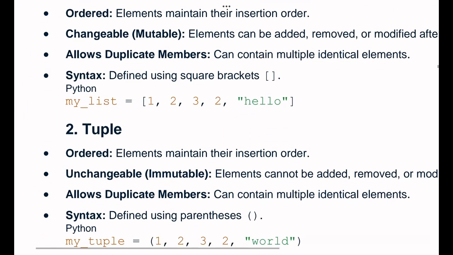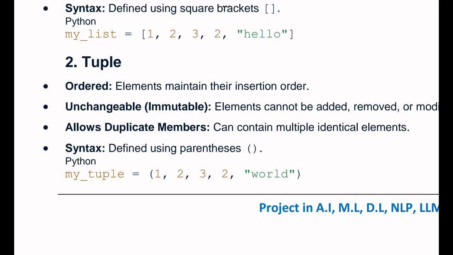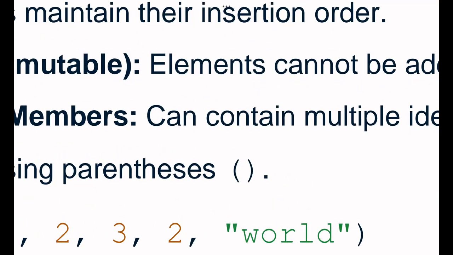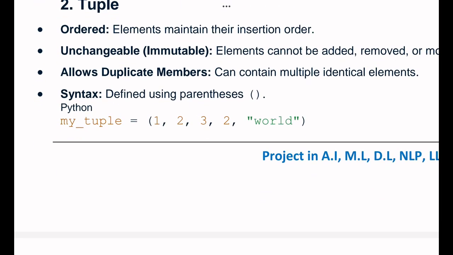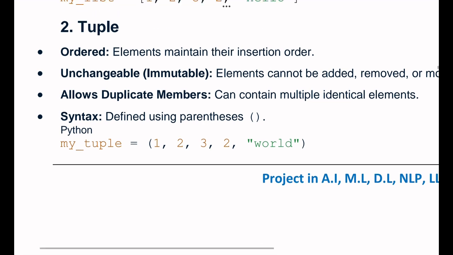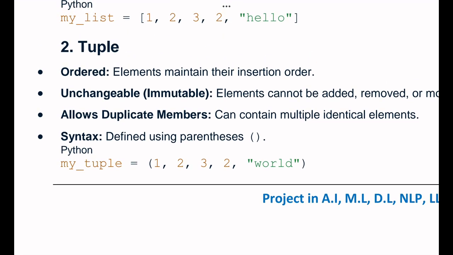The next one is the tuple. For a tuple, you use parentheses. In a tuple you can also use different data types. A tuple is immutable, which means you cannot change it, and it also allows duplicate members.